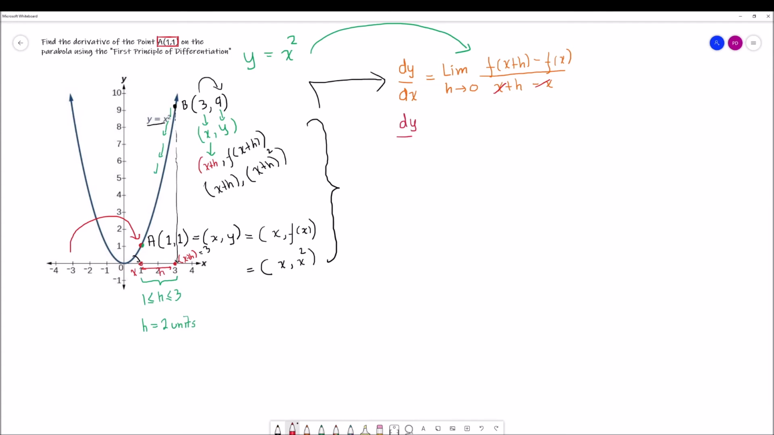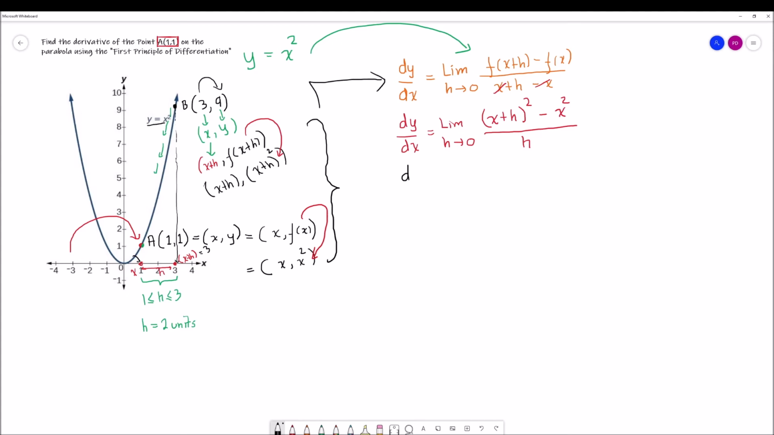Derivative of y with respect to x is equal to limit h approaching 0, f of x plus h. So our function of x plus h is actually x plus h whole square. So we can write x plus h whole square minus our function of x, which is actually x square. So we can write minus x square divided by h. I hope this is very clear until this point.